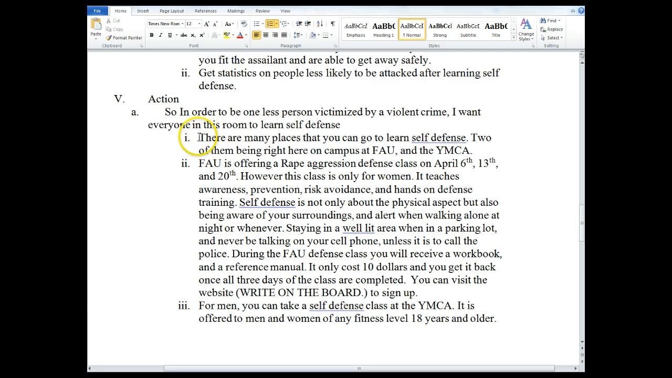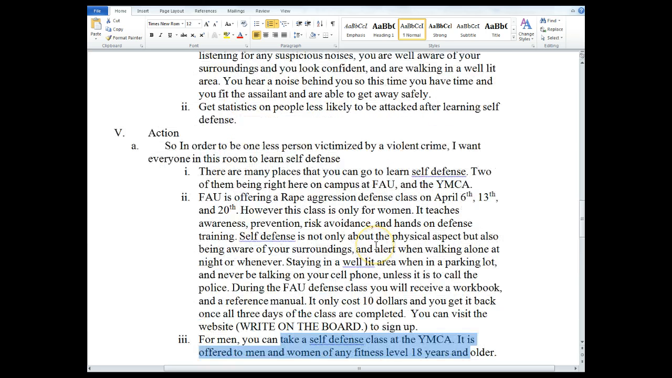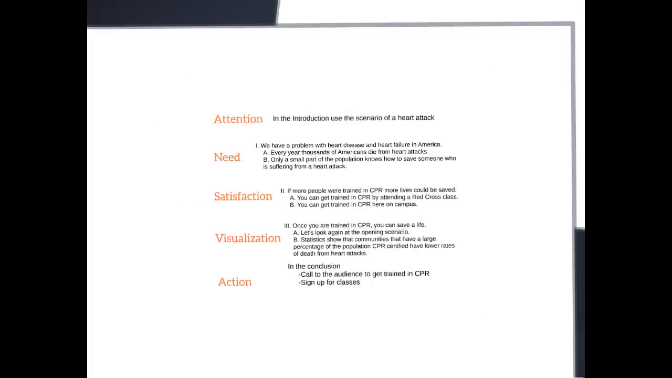So this student was a student I had at FAU, so that's why she's mentioning FAU. So she says, you know, there's self-defense classes here, mentioning a few other things on rape aggression classes, and so she writes this on the board. She also talks about the YMCA. So all of these things are what you want to do in the action. Give them specific information. So that is it.